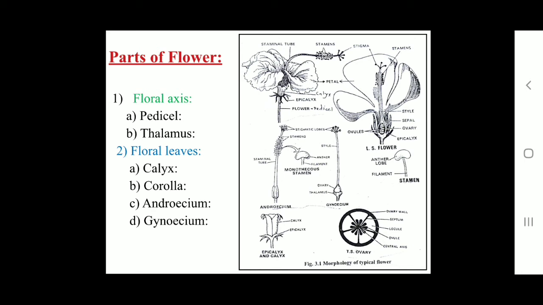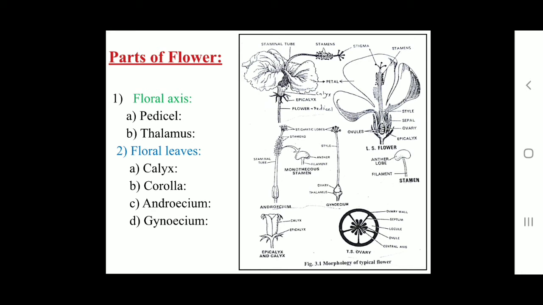Then the third whorl of the floral leaves, that is androecium. This is the third whorl placed inside the corolla. It is the male reproductive organ of the flower. Each modified floral leaf is called a stamen. Stamens collectively form the androecium.